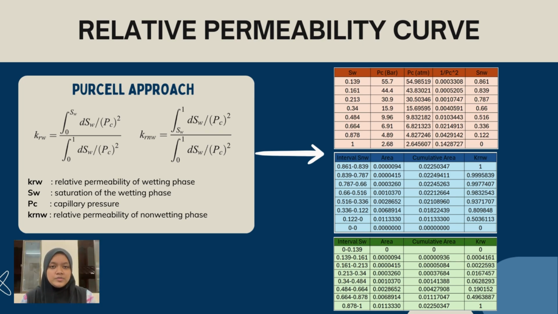From the capillary pressure results, we use three methods to find the relative permeability curve. The first method is the Purcell approach. In the Purcell approach, as you can see in the formula, we first need to find the 1 over Pc squared versus water saturation graph. After that, you need to find the area under the graph for each water saturation. Then we divide each area by the total area from the cumulative area. The area for each water saturation divided by the total area is the permeability, KRW and KRNW.